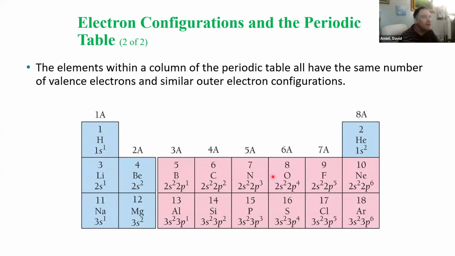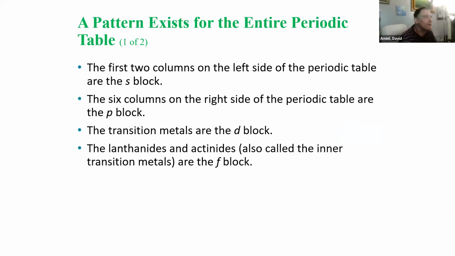And then we get to the p's: boron, carbon, nitrogen, oxygen, fluorine, and neon. You're filling in the p's, and so on and so forth. So this explains chemical behaviors of many of the elements that have the same orbitals being filled. Okay, we won't really talk about the lanthanides and the actinides.